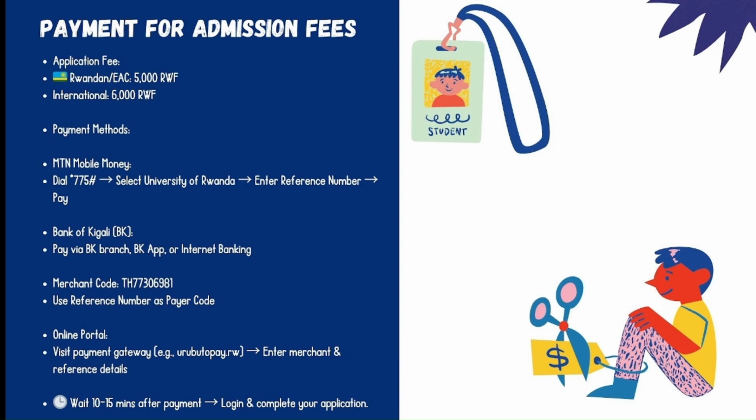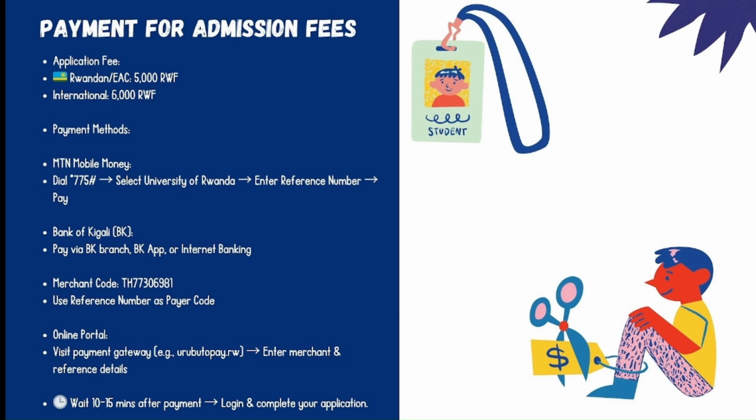Now, how can an international student apply? What I can say for international students is make sure you look for someone who is in Rwanda, either a friend or maybe a relative. Contact them and send them your money, and they will pay for you. That is what I can tell you as an international student who wants to apply to the University of Rwanda. That is what I can say for now regarding the payment.